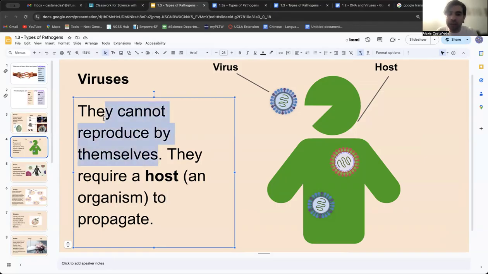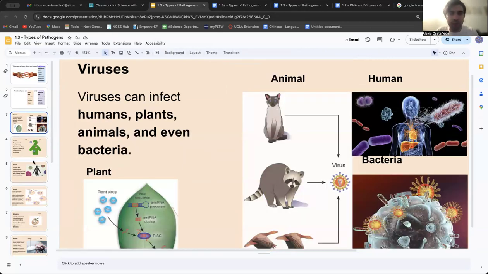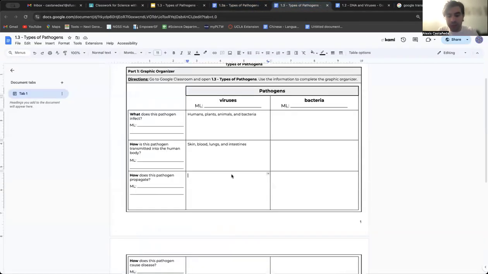Viruses cannot reproduce by themselves because they are not alive. They have DNA, but they're not alive. It's very interesting. What they need to do is find a host. They need to find a plant, an animal, a human, or a bacteria to infect so that they can propagate. It will need a host to propagate.